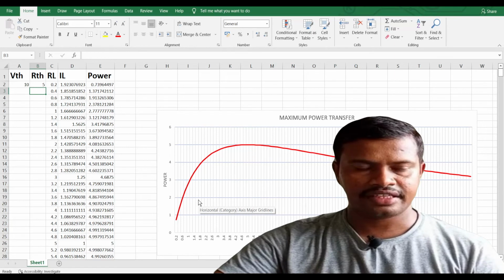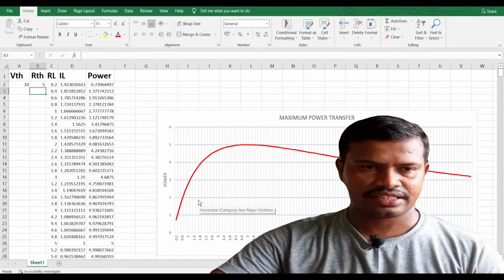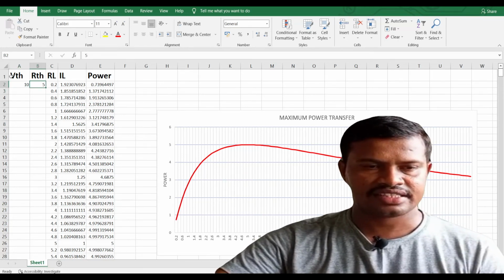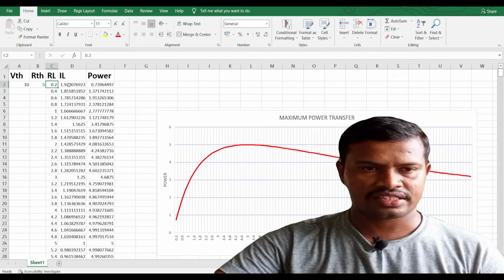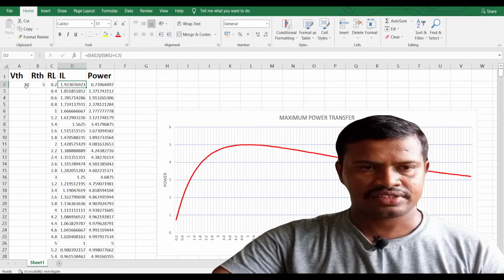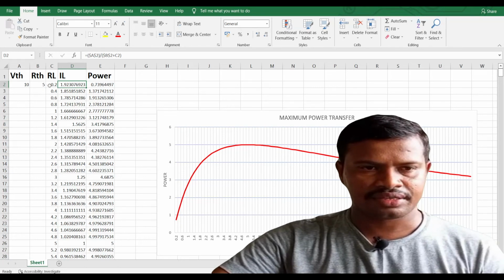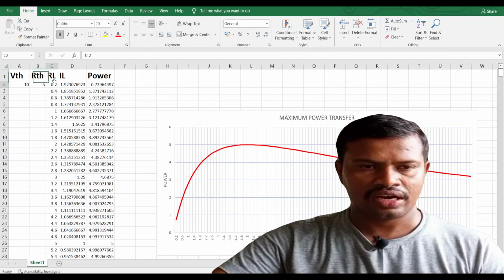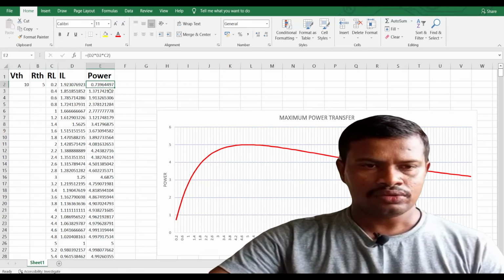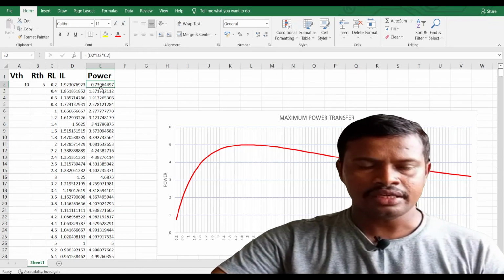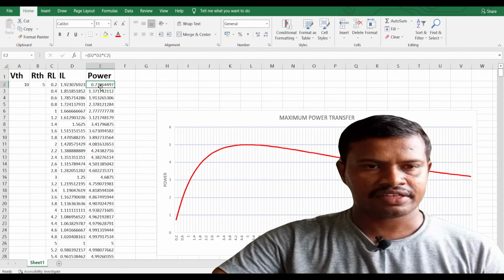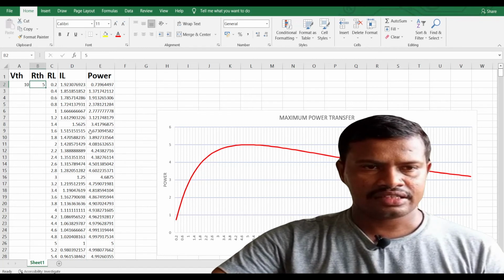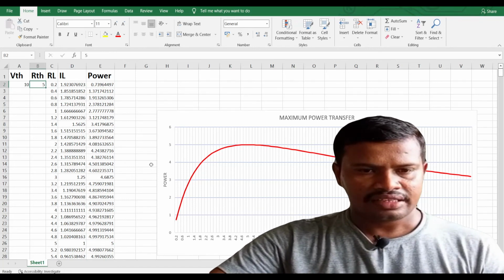Now we will verify the maximum power transfer theorem using an Excel sheet. In this we have VTH, which is a 10 volt constant, RTH is the source internal resistance, RL is the load resistance, IL is the current which is calculated depending upon all these three parameters, and power is also calculated using VTH, RTH, RL and IL. This is the amount of power dissipated by the load, or the amount of power delivered by the source. Now we will consider that the source internal resistance is 5 ohm, and we will see the graph.